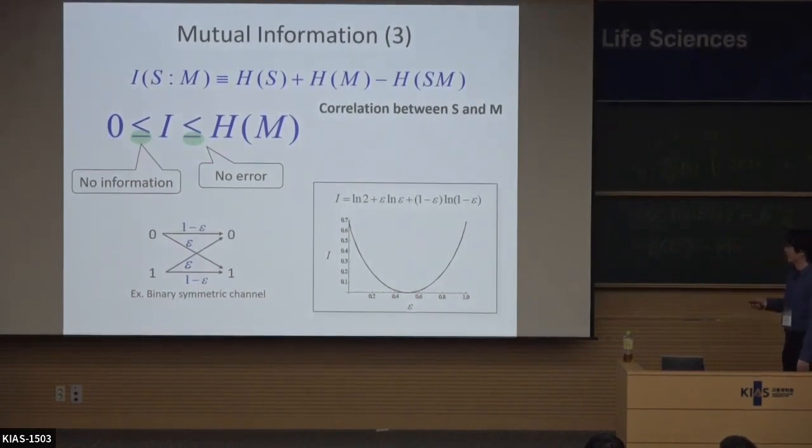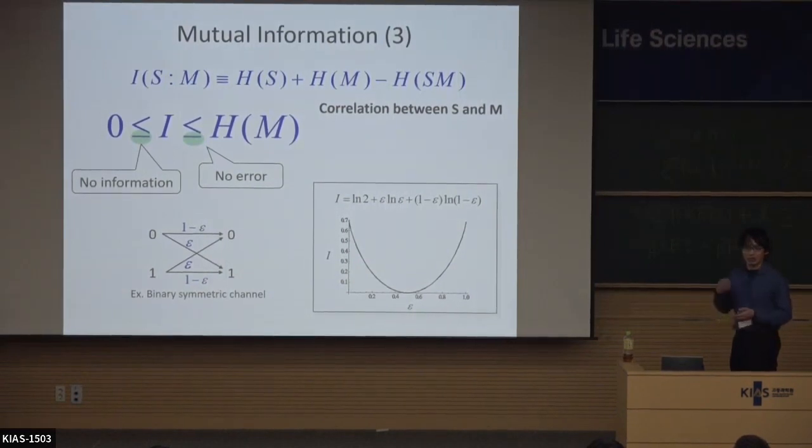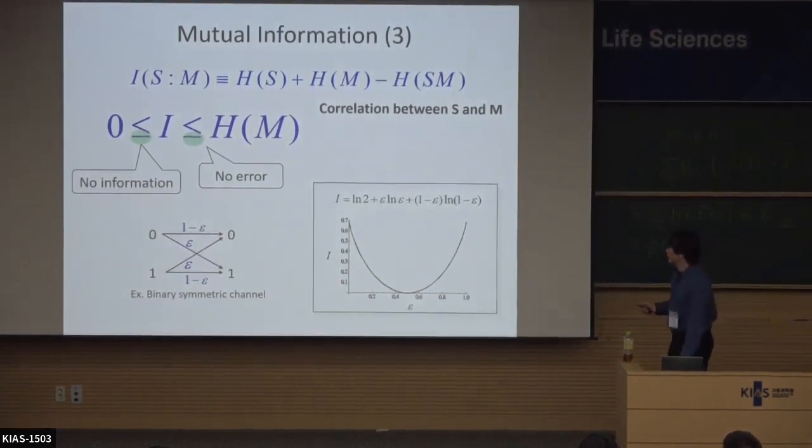On the other hand, if epsilon is one half, then the mutual information is given by zero. So this means that in that case, this measurement does not offer any information. So you can imagine that if somebody always tells the truth, then you can get the perfect information from that person. And also, if that person always tells a lie, then you can also get the perfect information because you can just flip every statement. On the other hand, if that person tells a lie with probability one half and tells the truth with probability one half, you can't get any information from that person. So that is the basic idea of the mutual information. And I'm sure that the mutual information plays the most important role in thermodynamics of information.